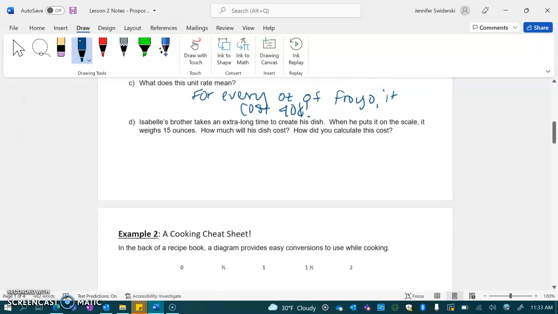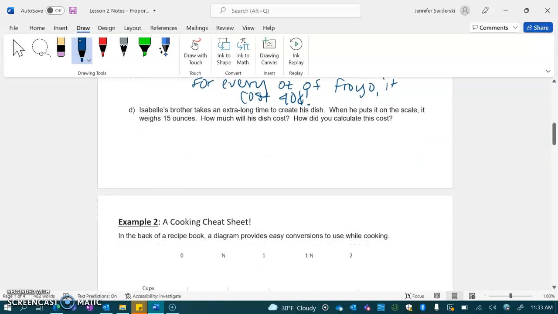So it says Isabella's brother takes an extra long time to create his dish. When he puts it on the scale, it weighs 15 ounces. How much did his dish cost? How can you calculate this? Well, if he gets 15 ounces, I know I can multiply 15 times 0.4 to figure out the price he pays. And 15 times 0.4 will give me $6.